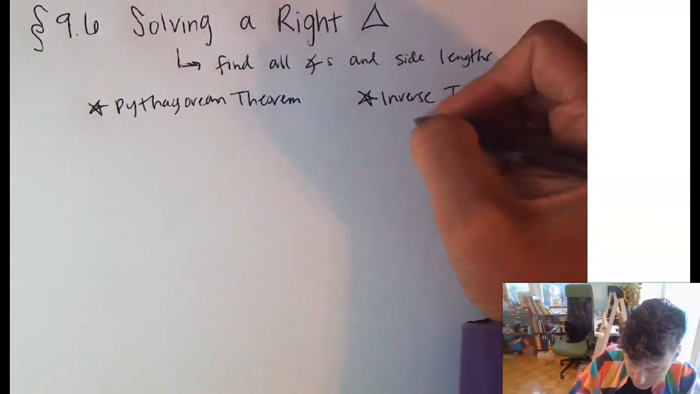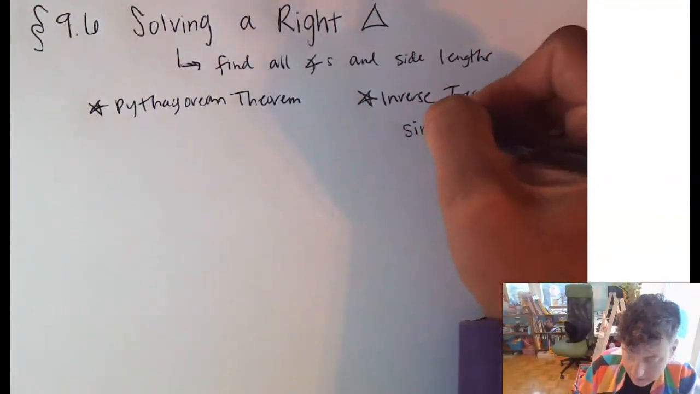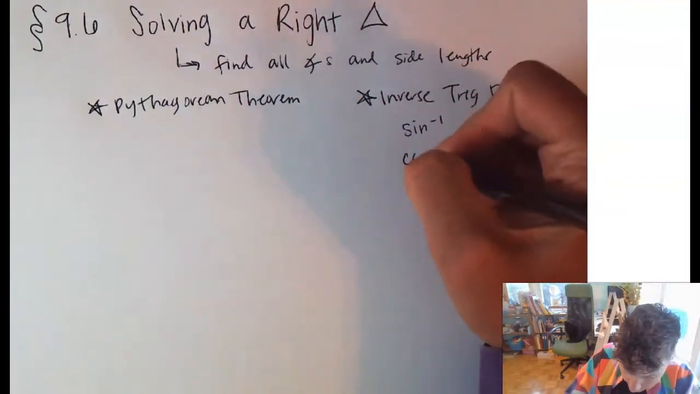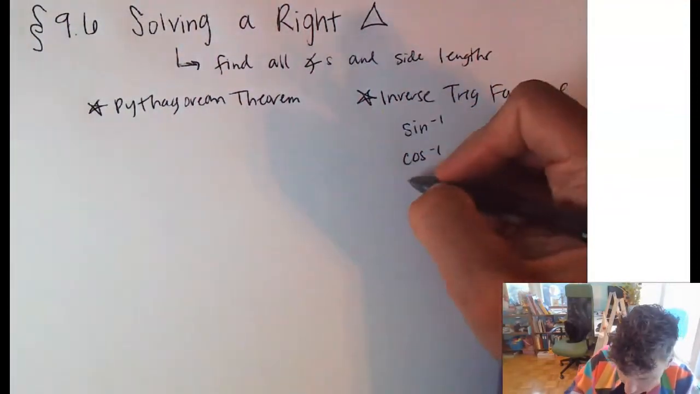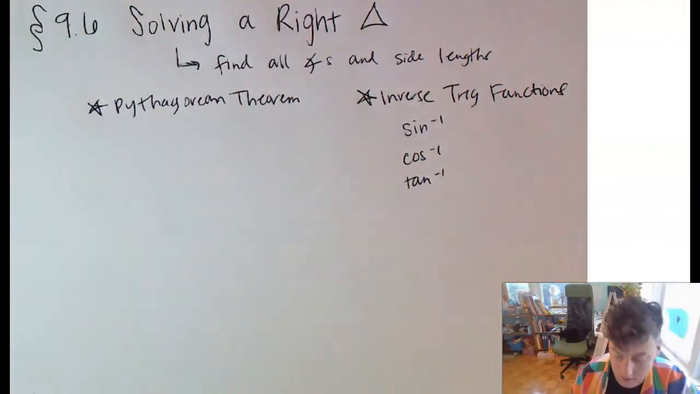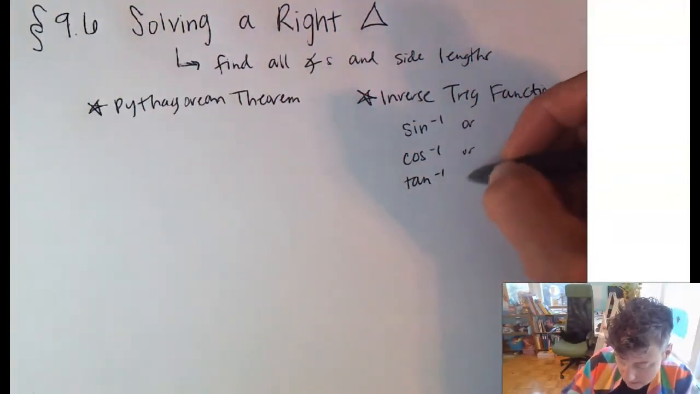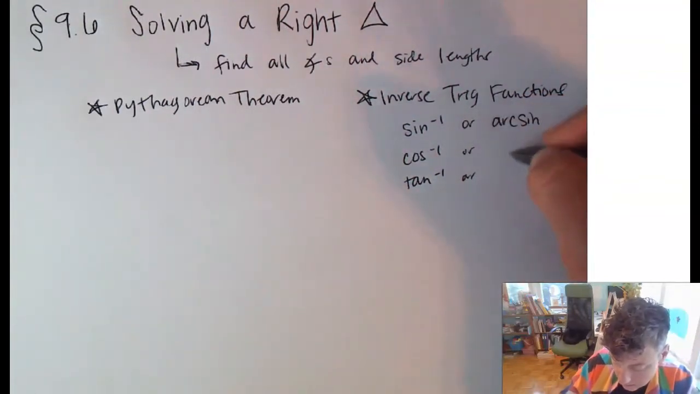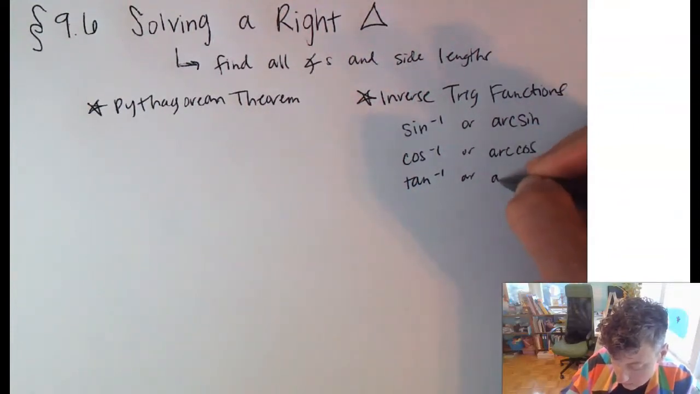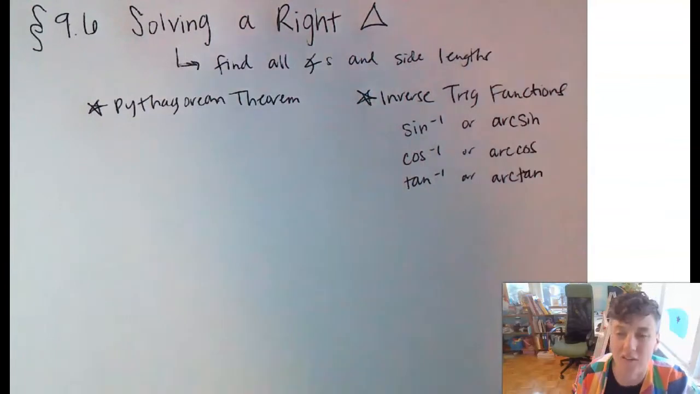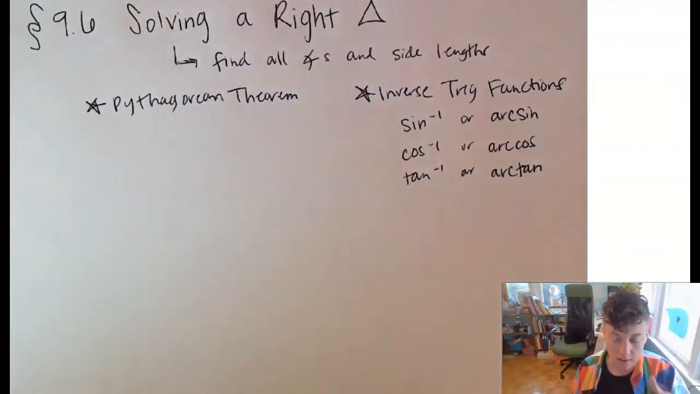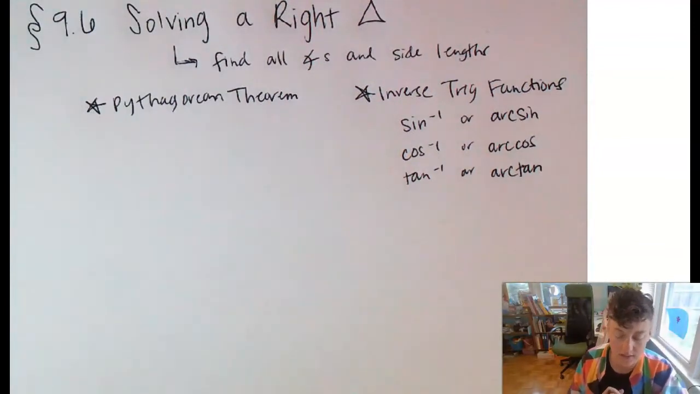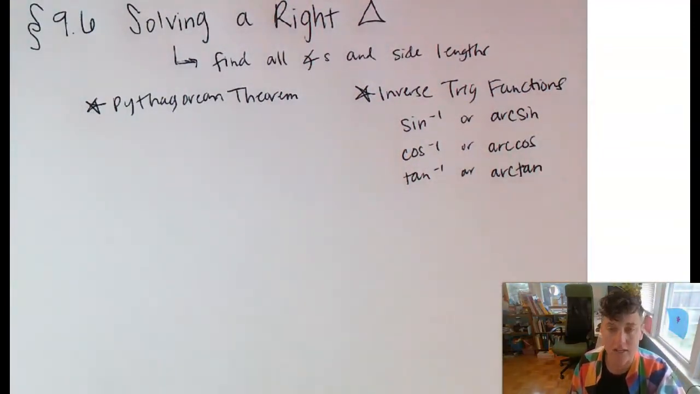Which are going to be inverse sine, inverse cosine, and inverse tangent. These are sometimes referred to as arcsine, arccos, and arctangent. Okay, those are the inverse functions. These are going to be our two tools used to find all the angles and all of the side lengths of a right triangle. So we're going to jump right in with an example.